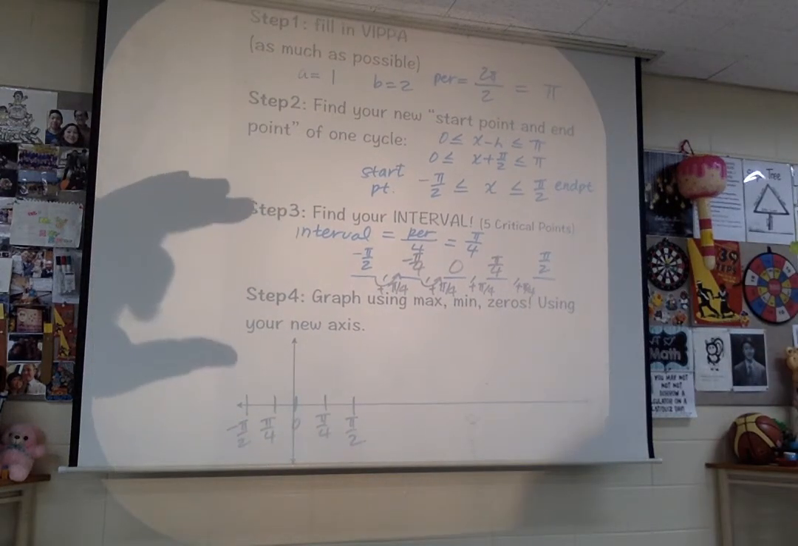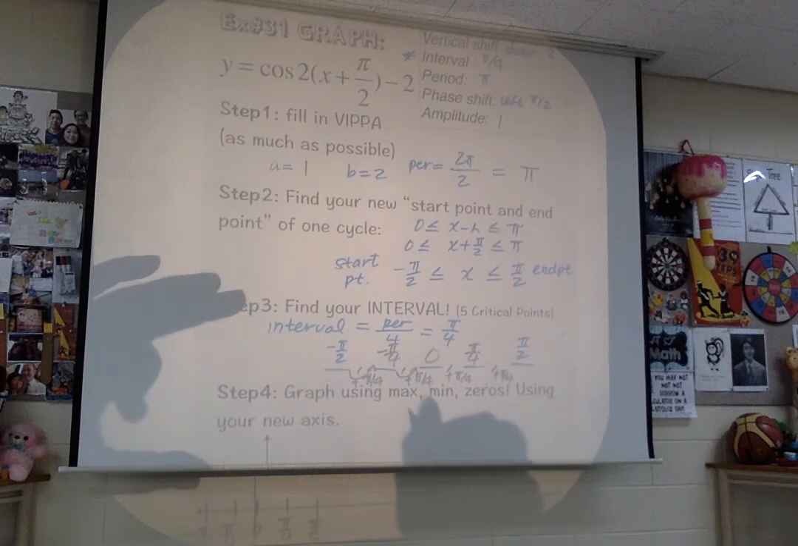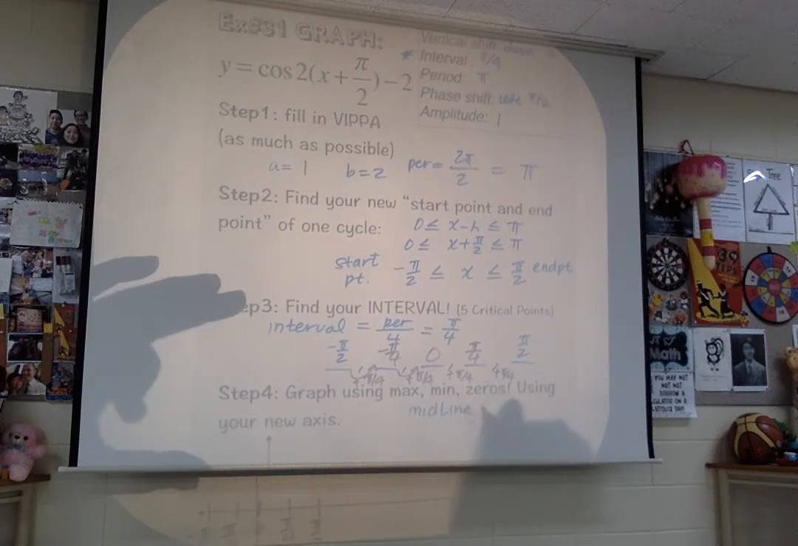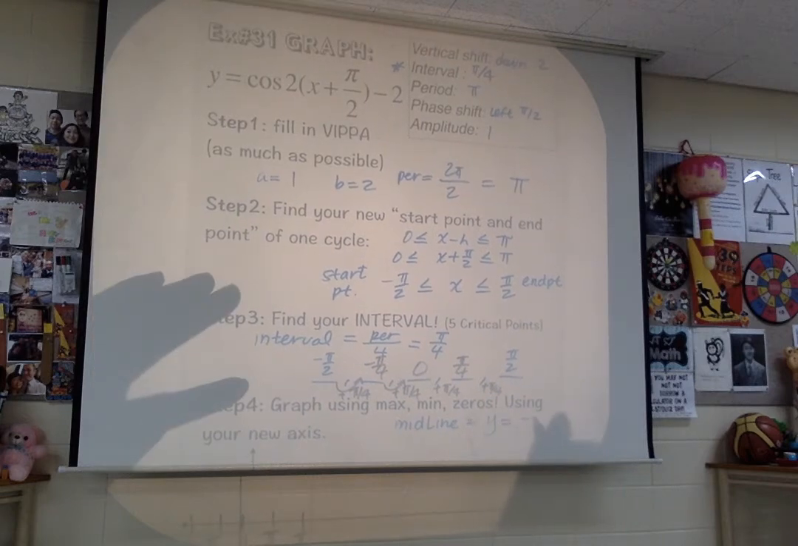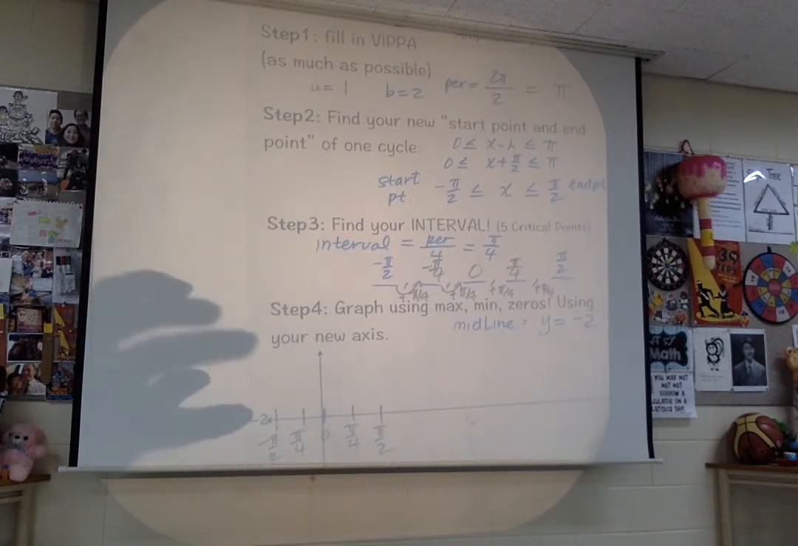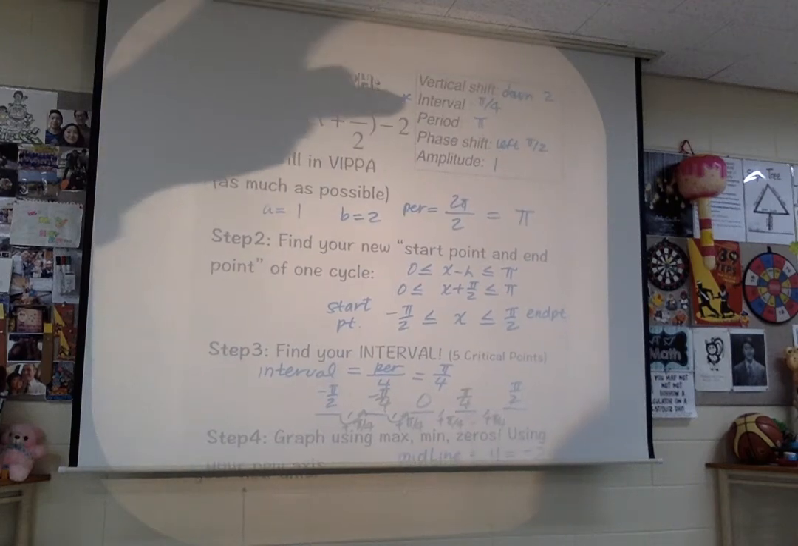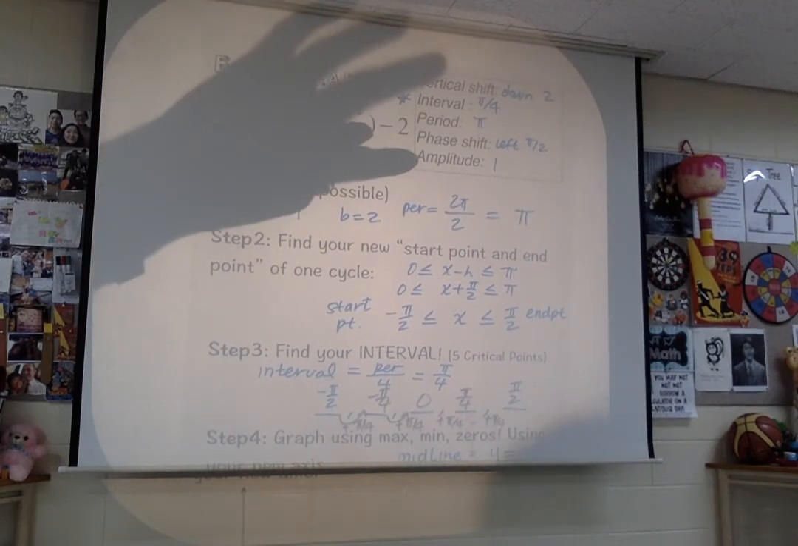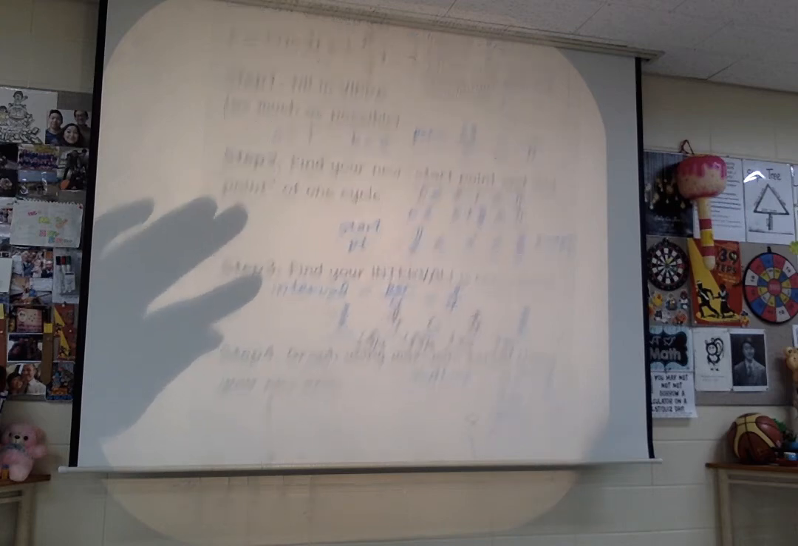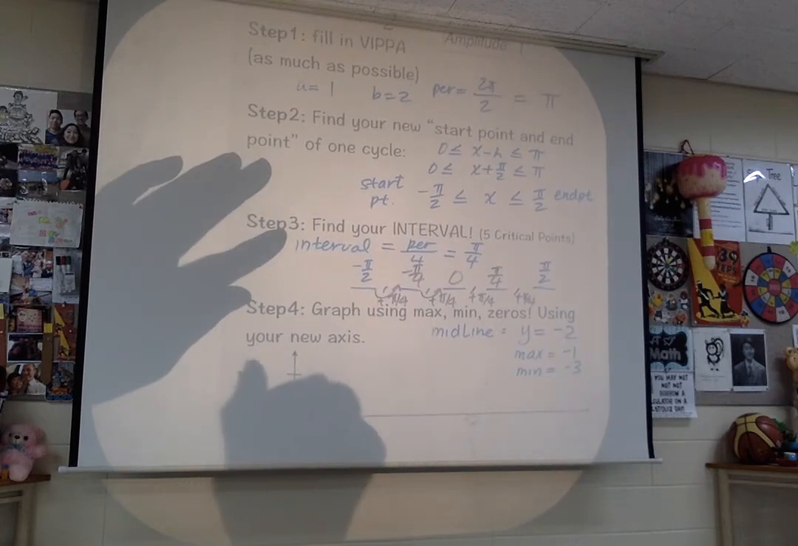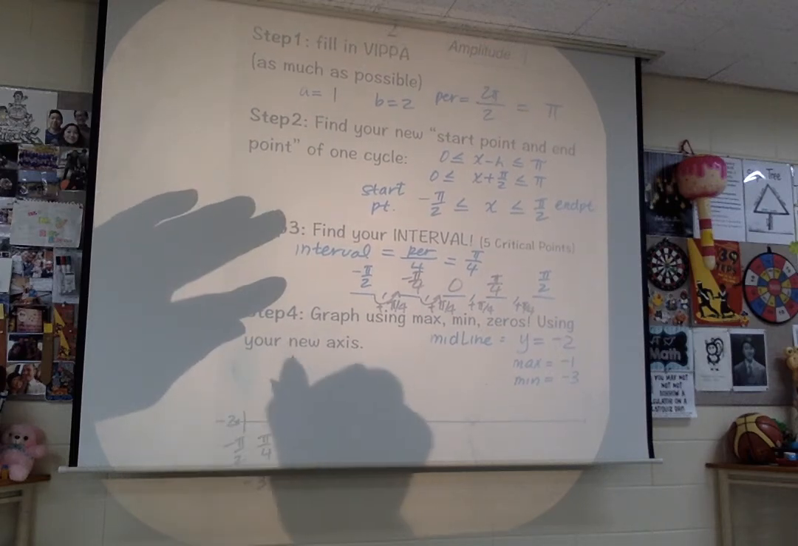But wait, let's actually take care of our amplitude and our new midline. It started at negative 2. That means our midline is y equals negative 2. So that means this guy is actually negative 2 here. What's our amplitude? Our amplitude is 1. That means our max would be 1 above this, which is negative 1. Our min would be 1 below that, which is negative 3. So here you go, negative 1 here, and negative 3 here. Let's write that on the actual graph.